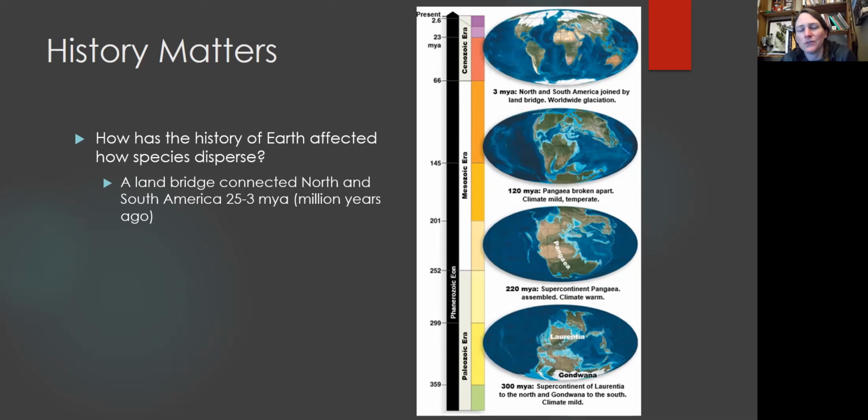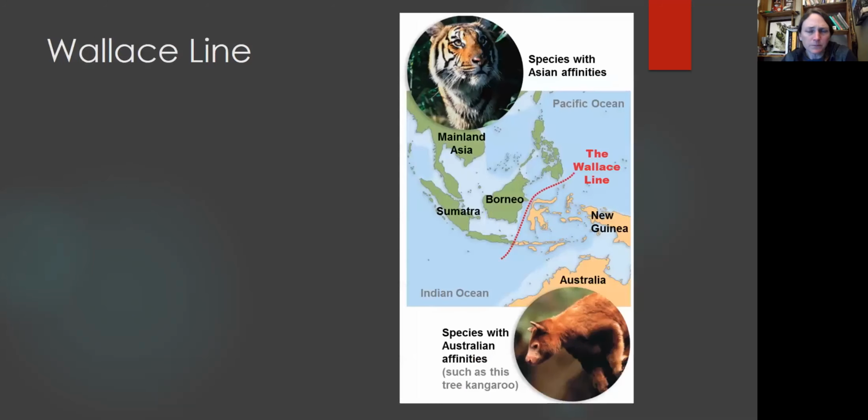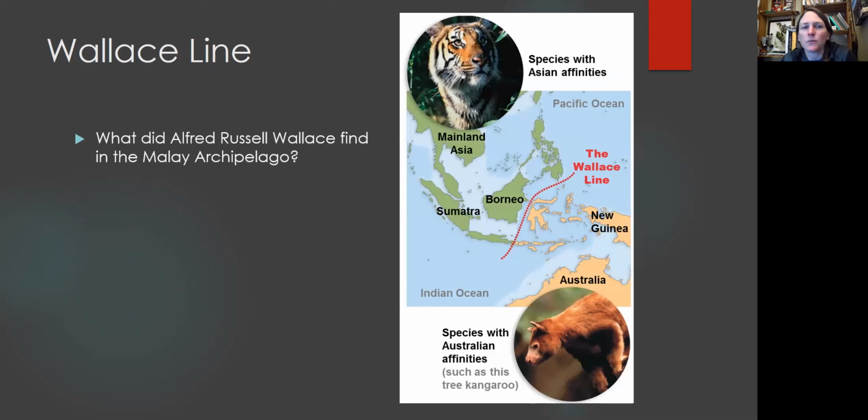Other land bridges show you kind of similar things. So there's some really cool patterns we can see when we start looking at species distributions across the globe. One of those things is something that Alfred Russel Wallace found in the Malay Archipelago. And Alfred Russel Wallace was a contemporary of Darwin, and he was working on evolutionary theories of natural selection at the same time that Darwin was.